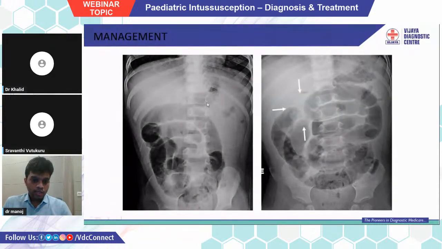So in this first case, we can see that the small bowel loops are dilated. However, there is no presence of any gas shadows in the large bowel. In the second case, again we can see that the proximal bowel loops are dilated, and there is paucity of gas shadow in the large bowel, but we can also see an ill-defined mass-like structure in the right upper quadrant.